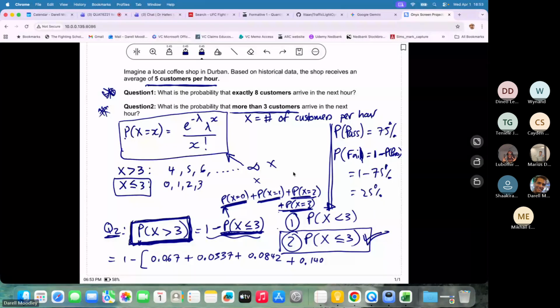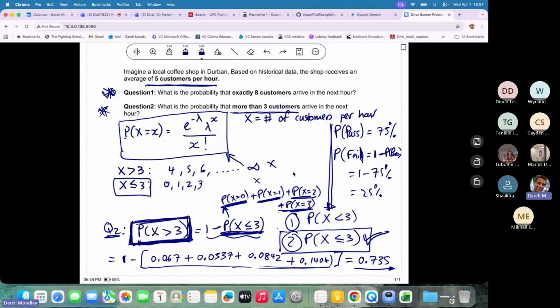And if you close the brackets, because everything is added up, we then just take that sum and subtract it from 1. And the final answer is 0.735, which is 73.5%. Okay, that's the chance of having more than 3 customers.